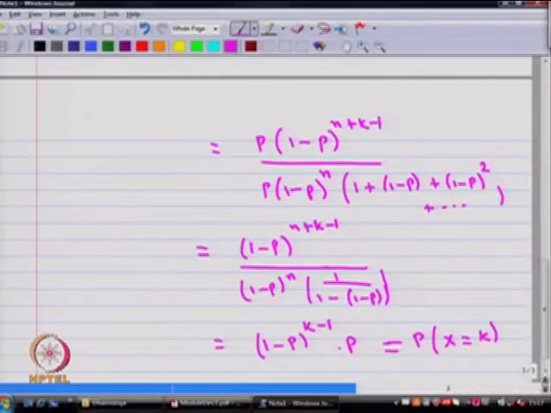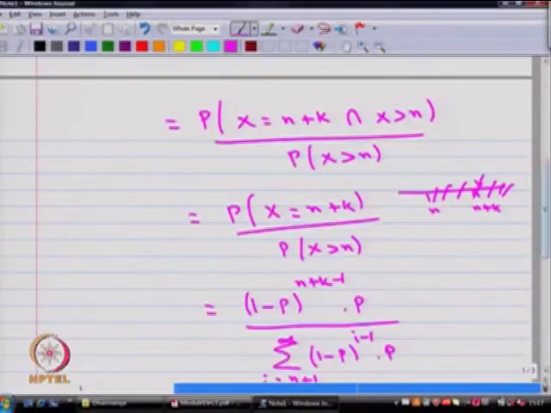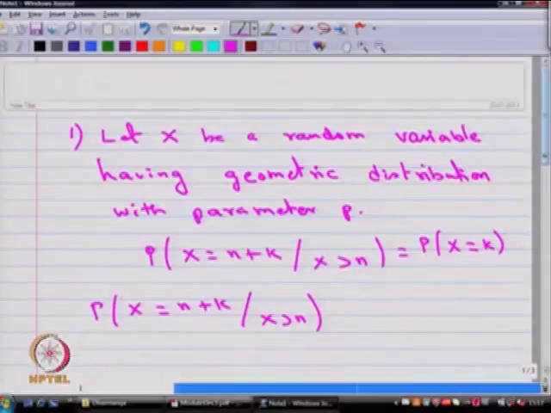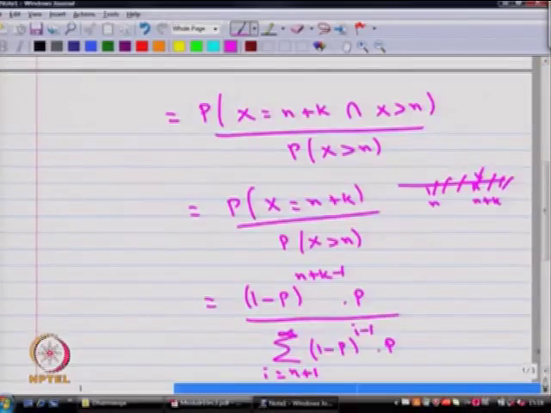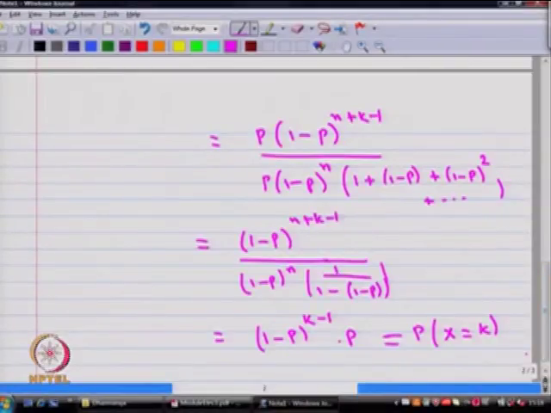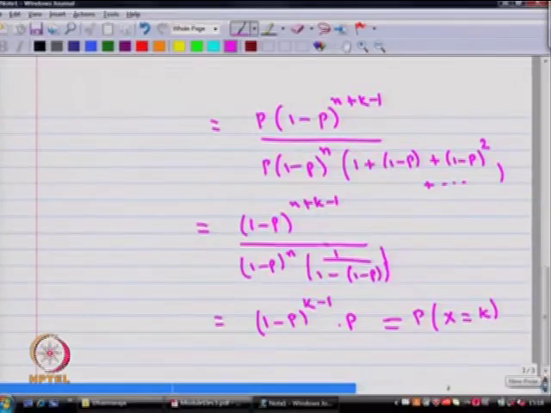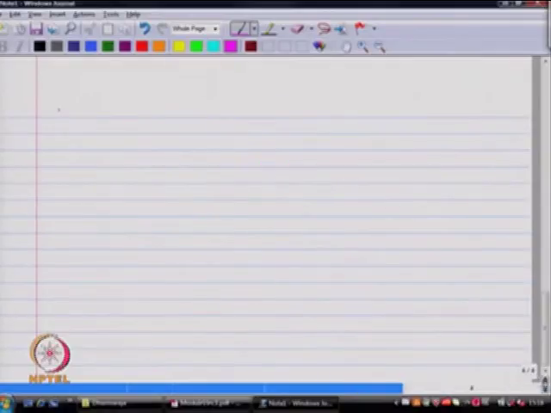So, this result says the probability of X equal to n plus k given X is greater than n is the same as the probability of X equal to k for all n and k. This is an important property of geometric distribution, and this property is called the memoryless property. We will move into the next problem.